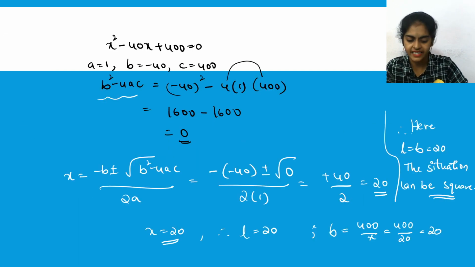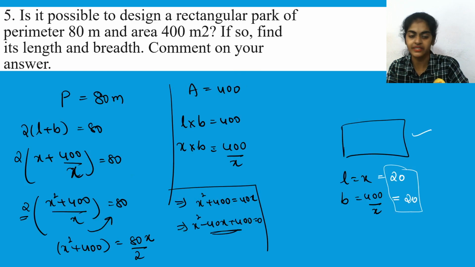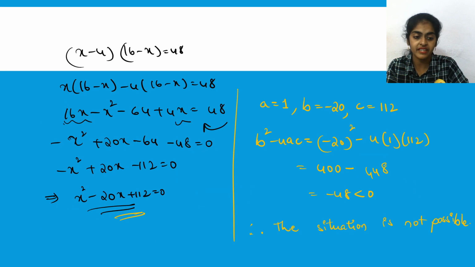So now the entire exercise 8.1, we were dealing with nature of roots and using the quadratic formula to solve. And we even got situations where the solution is not possible, and that we found out after taking the discriminant value.